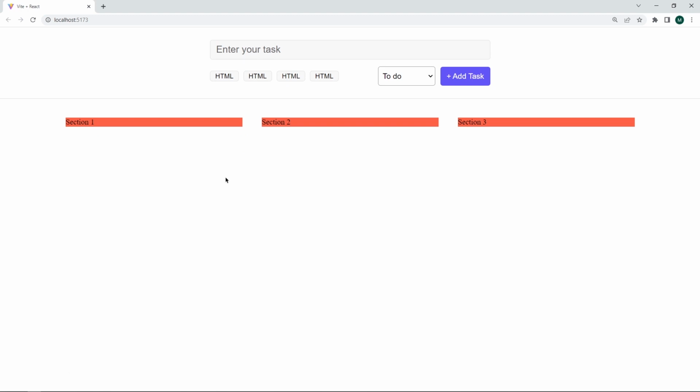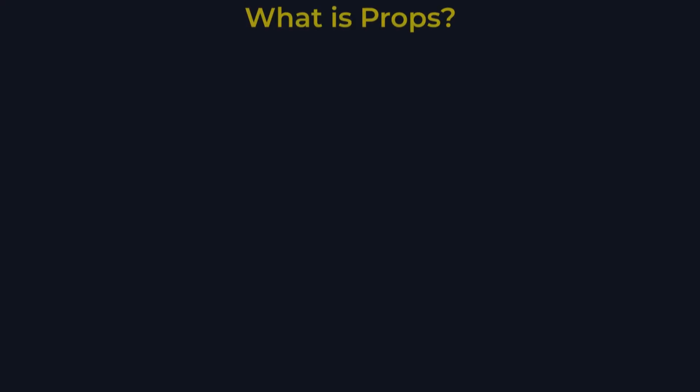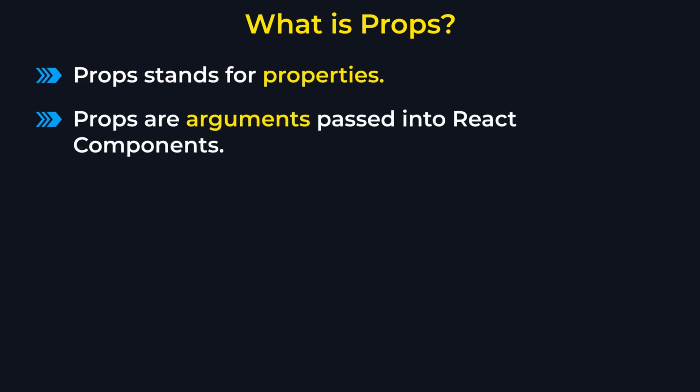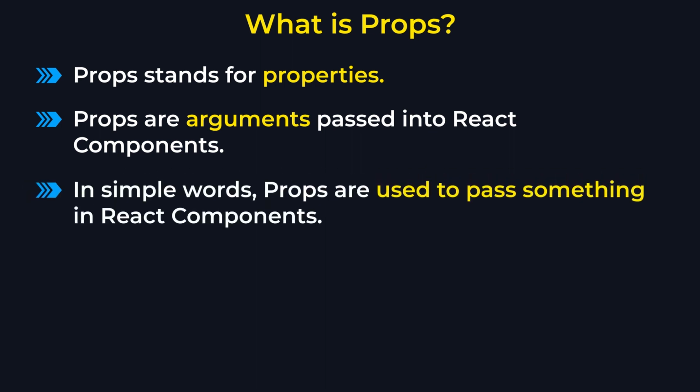Now let's see how we can change the name of this tag button. So for that, we have the concept of props in React. So first of all, what is props? Props stands for properties, and props are arguments passed into React components. In simple words, props are used to pass variables in React components.